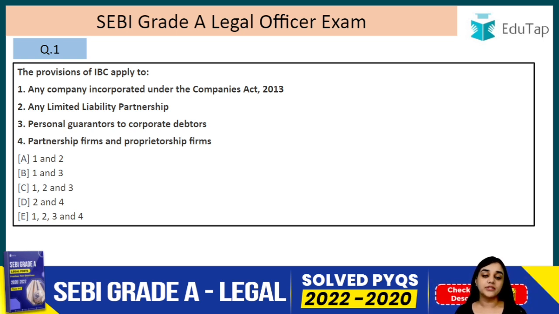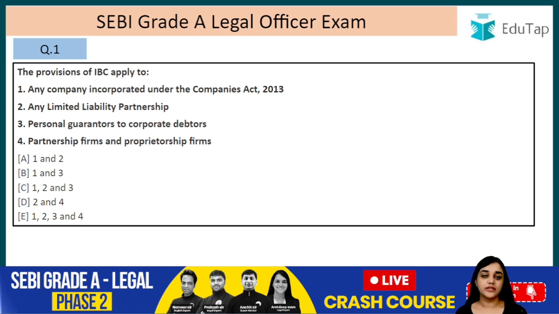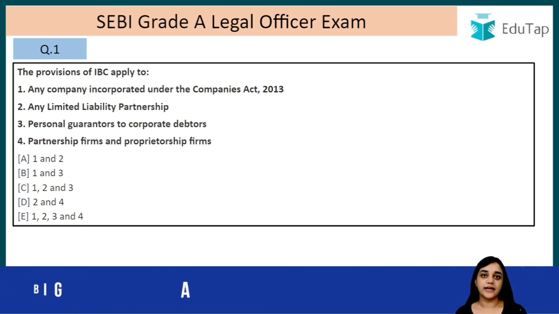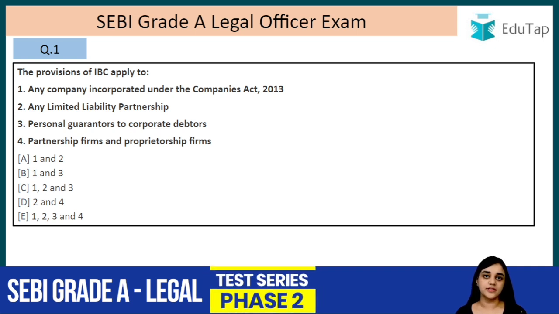What is bankruptcy? Bankruptcy is the legal status you get after being insolvent, right? So you go to the NCLT, the adjudicating authority, you give the application there, and by the NCLT, the adjudicating authority, you are declared bankrupt, right? So this is the difference between insolvency and bankruptcy. Now there is a third term, that is liquidation.